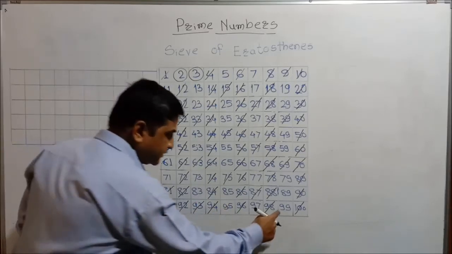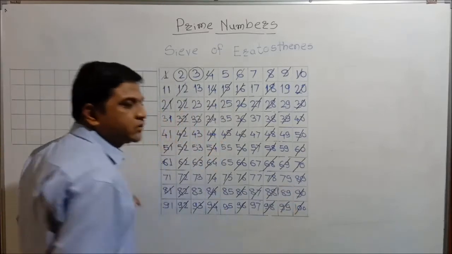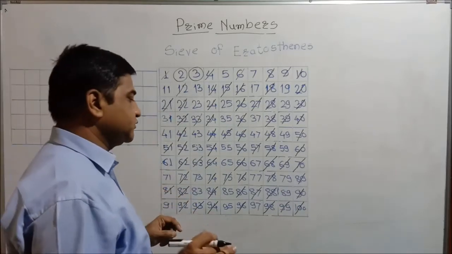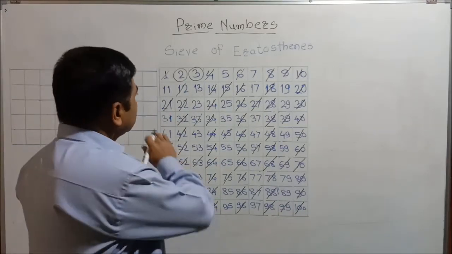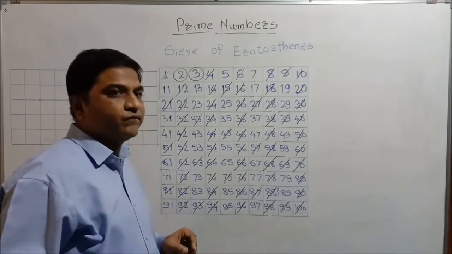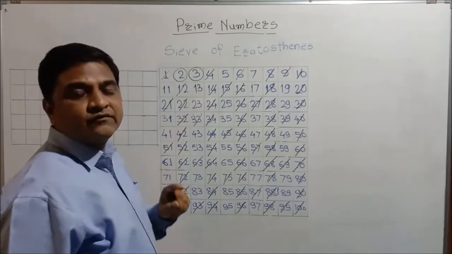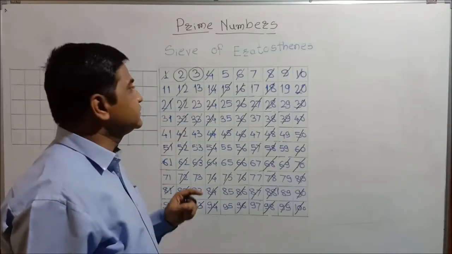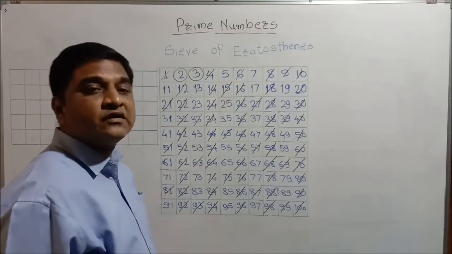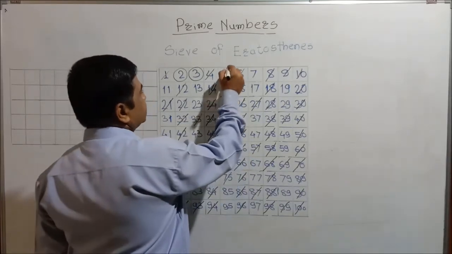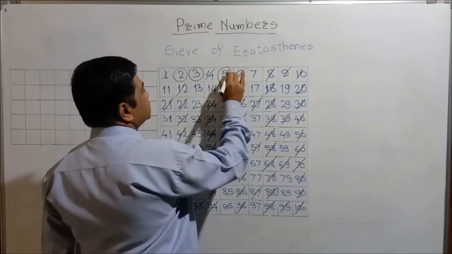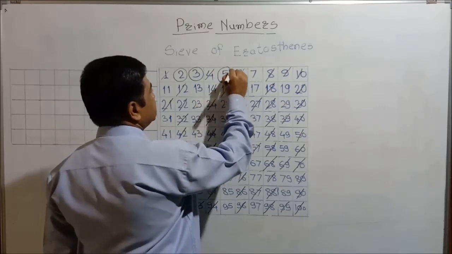96 and 99. So we cut all the multiples of 3 from 1 to 100. Now, 4 is already crossed, so 4 is not a prime number, it's a composite number. Next we have 5, which is the next prime number, so we are going to circle it. So the next prime number is 5.